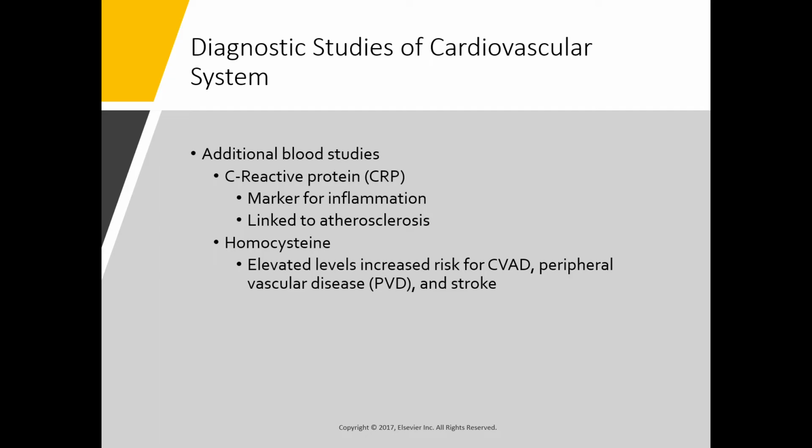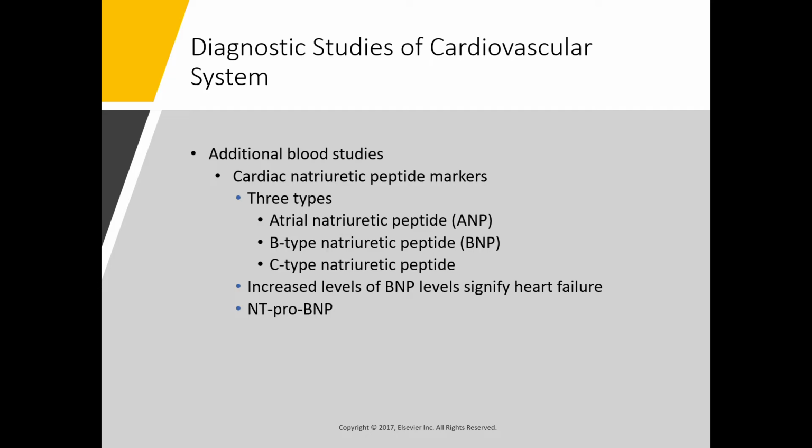A high level of homocysteine is linked to a lot of coronary vascular disease, including peripheral vascular disease and stroke. And so you may start to see a lot of your patients in the hospital get that as a part of the blood lab checkup.